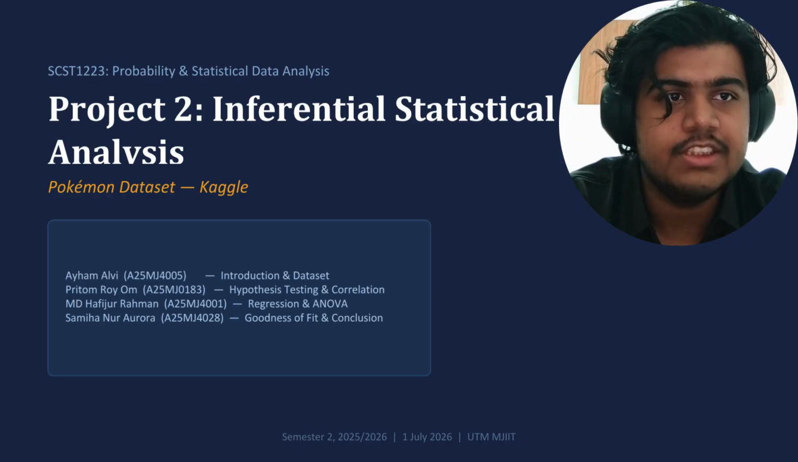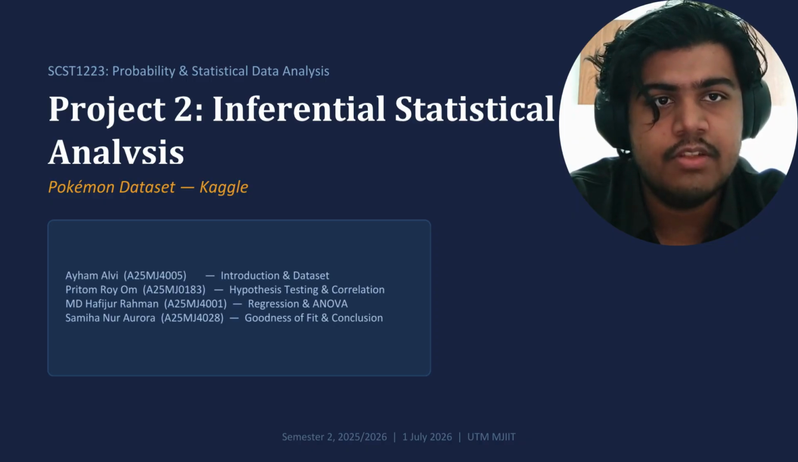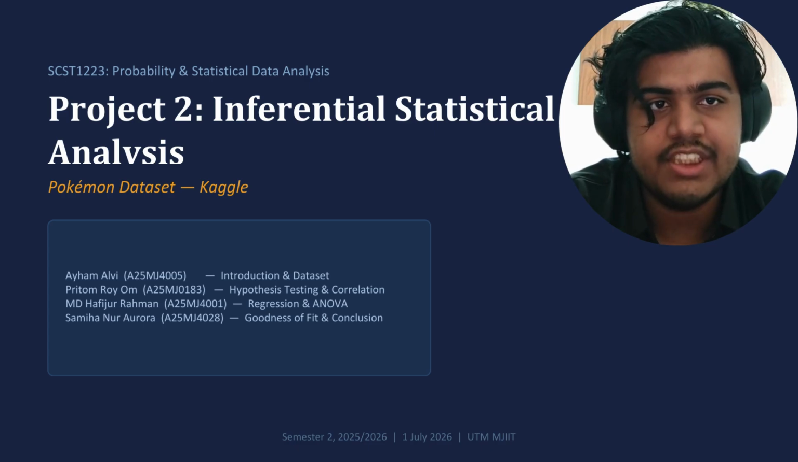For this project, we applied 5 inferential statistics methods to the Pokemon dataset from Kaggle. Our group consists of 4 members: myself, Pritoy Roy Om, MD Hafizur Rahman, and Samiha Nur Arora. I will cover the introduction and the dataset overview. Then Pritam will present our hypothesis testing and correlation analysis, followed by Hafizur on the regression and ANOVA, and finally Aurora will close with the goodness of fit test and our conclusions. So let's get started.